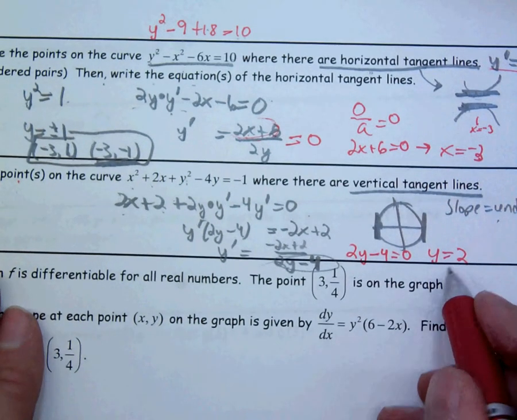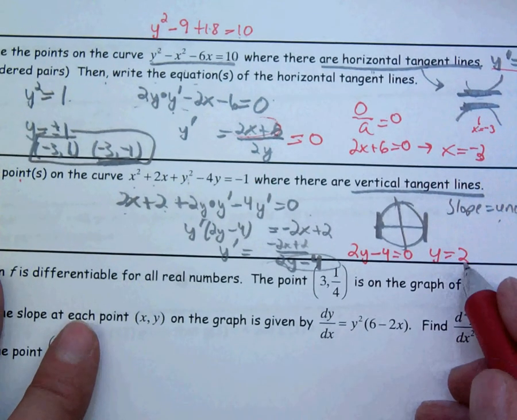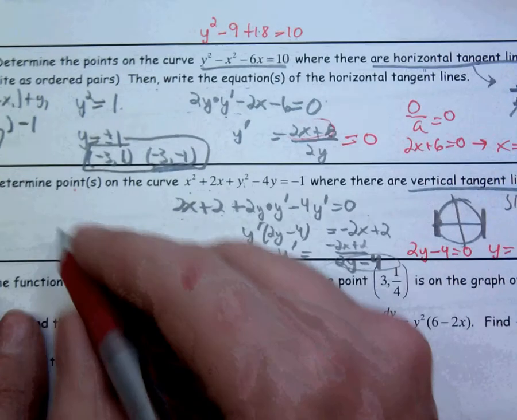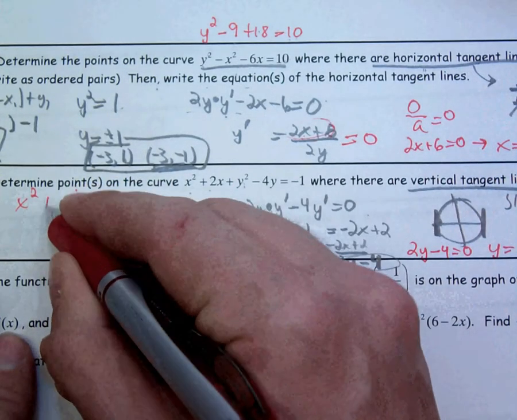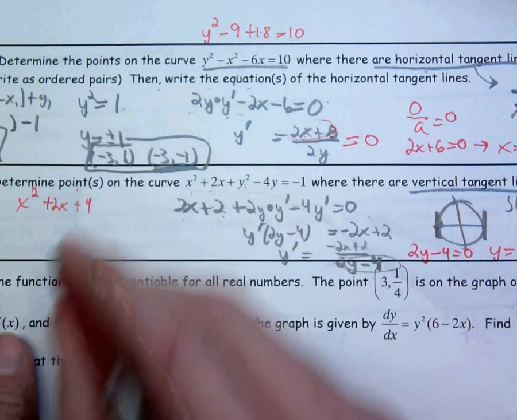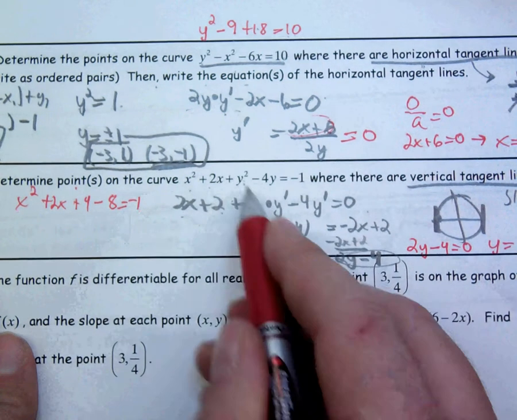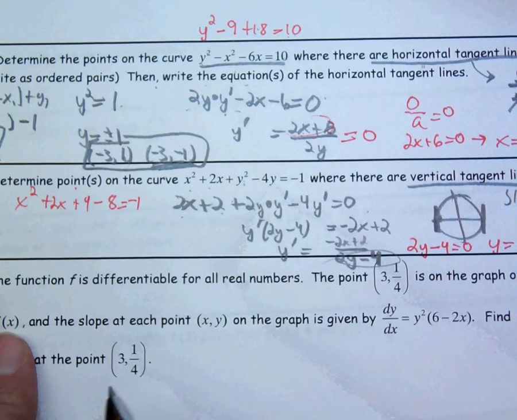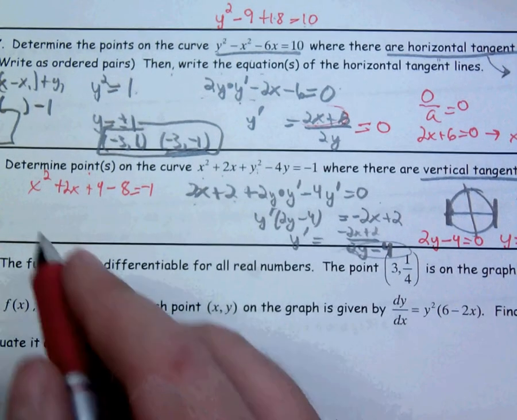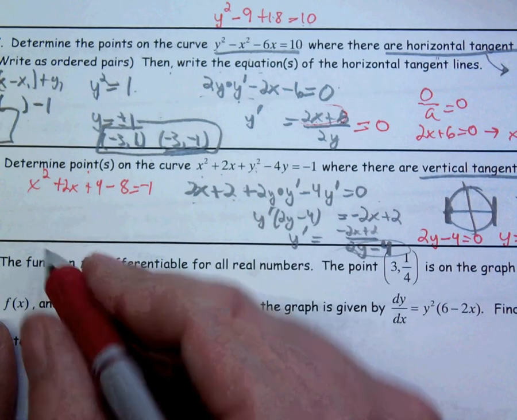To find the x value, we need to plug in y equals 2 into the equation. And we'll do that. X squared plus 2x, y equals 2, so plus 4 minus 8 equals negative 1. I've just plugged 2 into y here and here. So this is a quadratic equation. This time we can't just get x squared by itself because there's a second x, so we need to factor or use the quadratic formula.